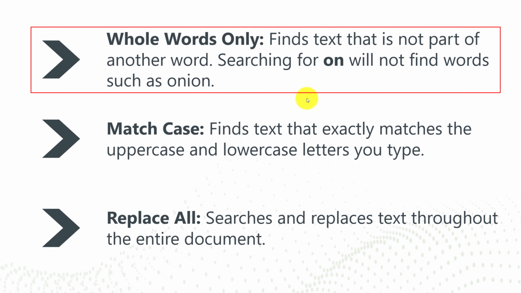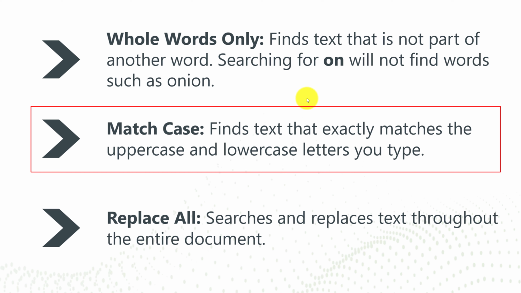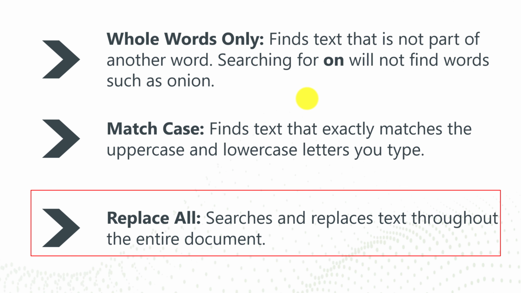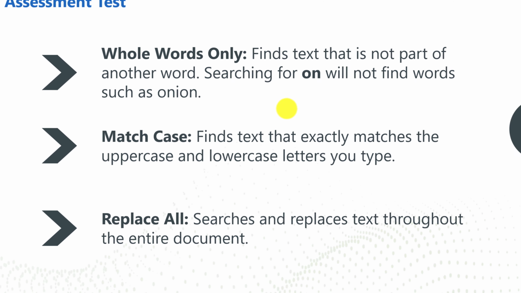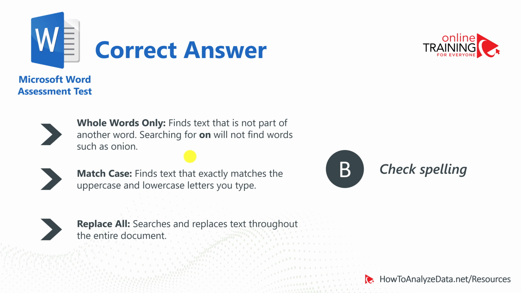Whole word only option finds text that is not part of another word. Match case option finds text that exactly matches the uppercase and lowercase letters you type. And replace all searches and replaces text throughout the entire document. So hope you've nailed this question and got it right and learned something too.